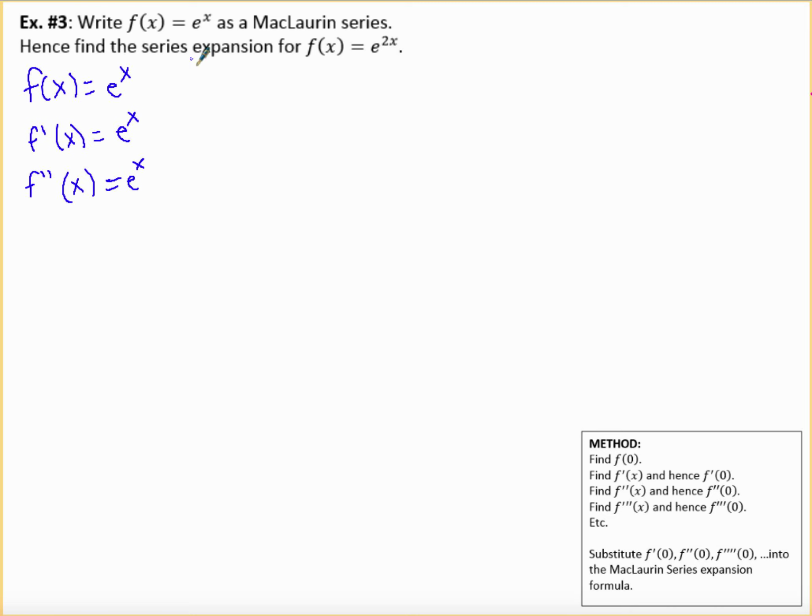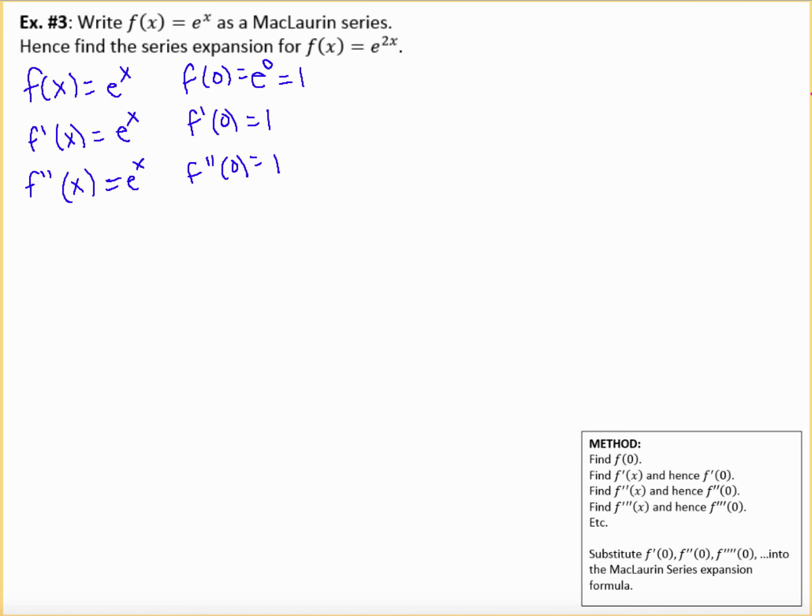Now we're going to find f of 0. Well, f of 0 is what we get when we substitute in a 0 for the x. So I've got e to the 0 power. Well, that's 1. And then f prime of 0, well, again, that's e to the 0, and that is also going to be 1. And f double prime at 0, again, you heard it here, folks, 1 again.